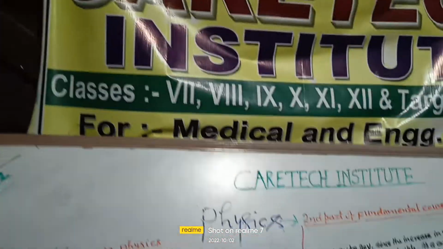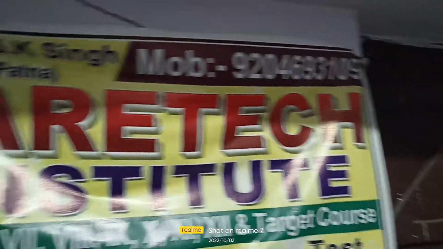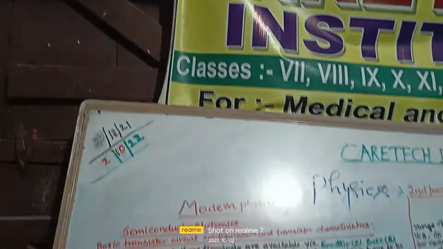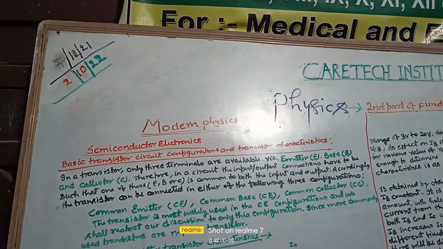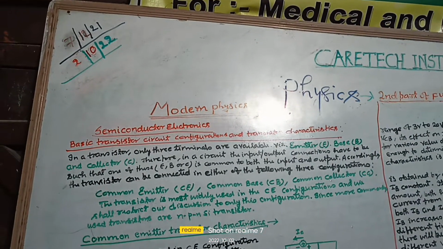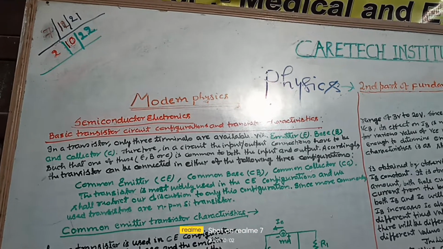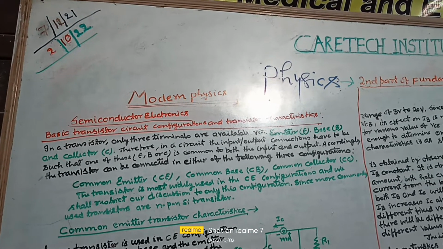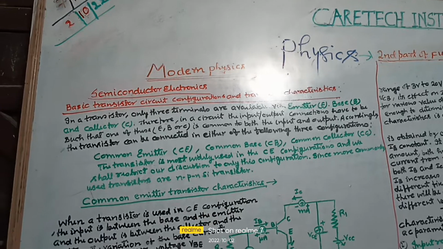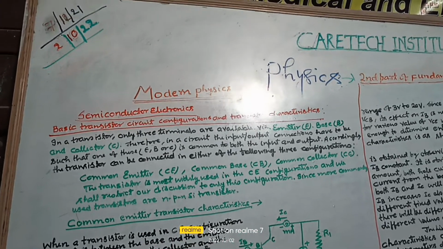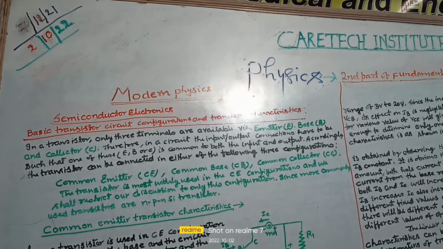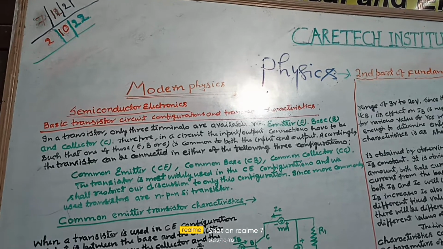Today we shall study about basic transistor configurations and transistor characteristics. In a transistor, only three terminals are available, which are emitter, base and collector.